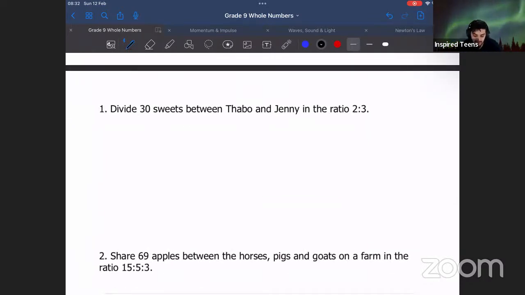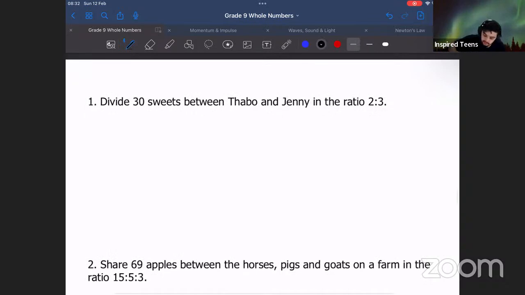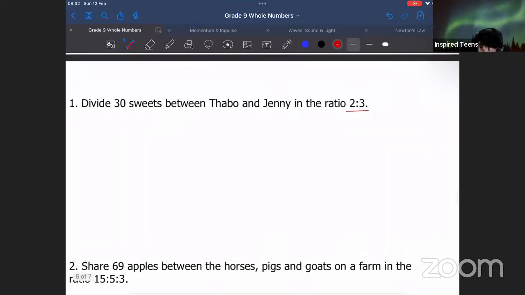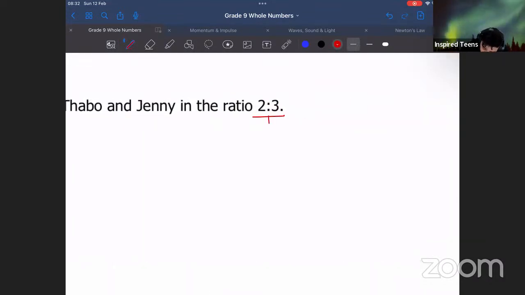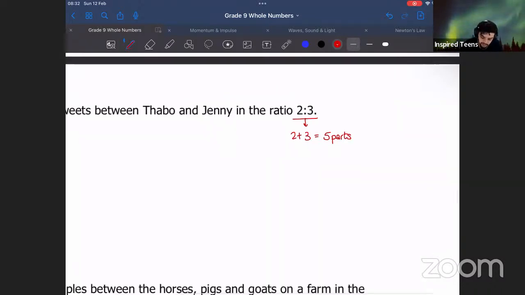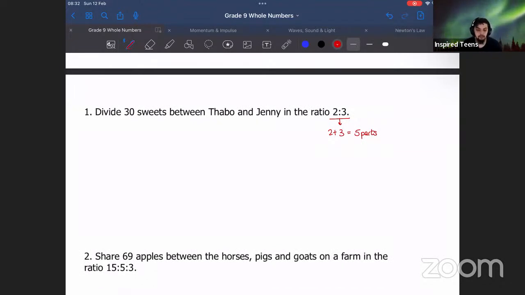So this says divide 30 sweets between Thabo and Jenny in the ratio 2:3. How do we do this? The first step is to take your ratios. Remember, you need to separate this into 2 parts and 3 parts. In total, we have 5 parts. 2 of them went to Thabo, and 3 of them went to Jenny. So we're going to divide these 30 sweets between these 2 people in the ratio 2:3.